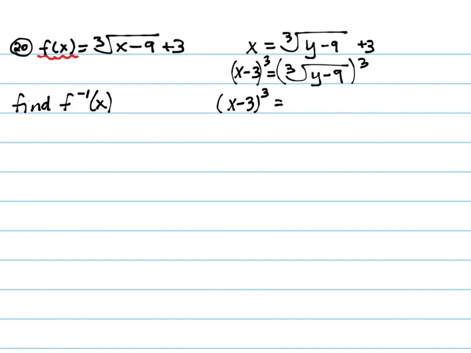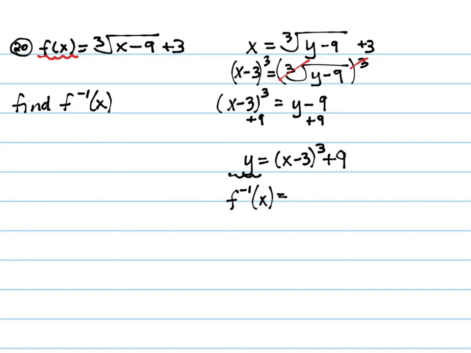On the right, again, the whole point in doing so is that the cube root and the cube cancel, leaving me with y minus 9. And then what would I do? Add 9. So now I have y equals x minus 3 cubed plus 9. And then the last thing is to just change the notation. So instead of it saying y, it'll say f inverse of x. Or if you started with g, it would say g inverse of x or whatever. Is that okay, Karen? Okay.